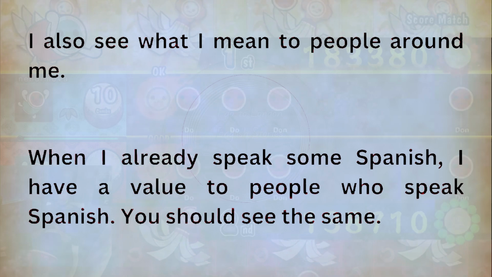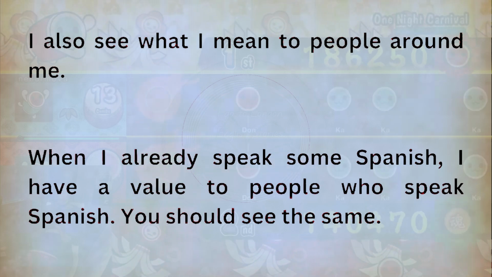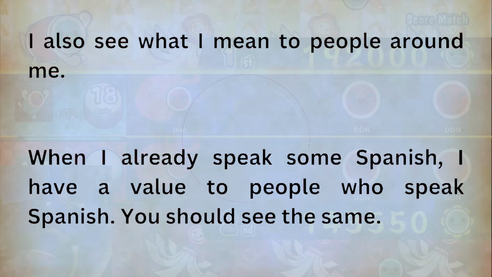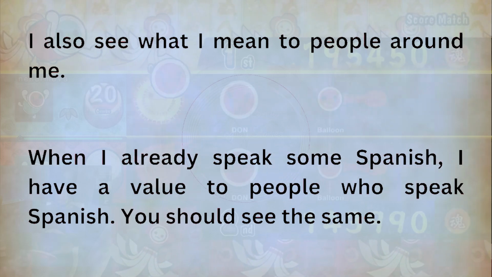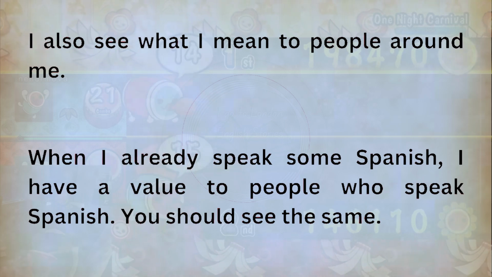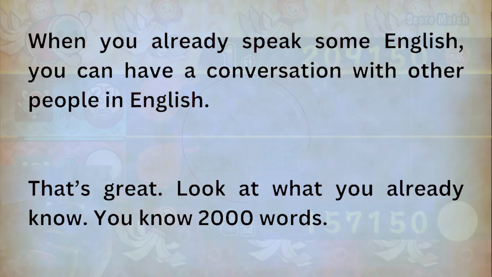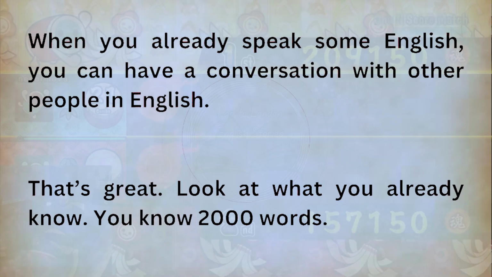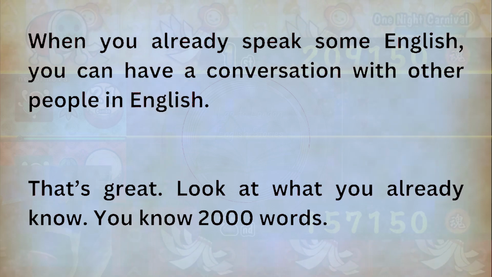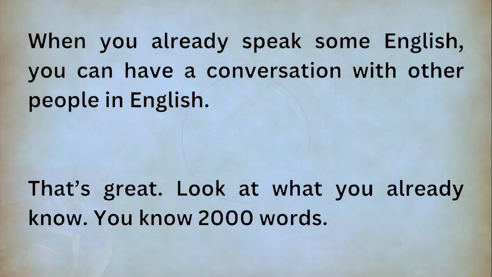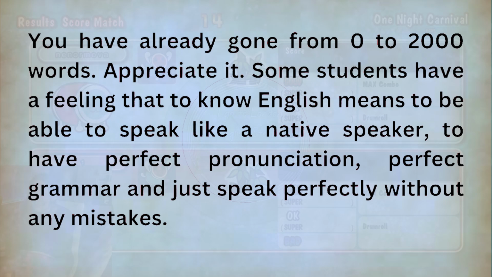I also see what I mean to people around me. When I already speak some Spanish, I have a value to people who speak Spanish. You should see the same. When you already speak some English, you can have a conversation with other people in English. That's great. Look at what you already know. You know 2,000 words. You have already gone from 0 to 2,000 words.